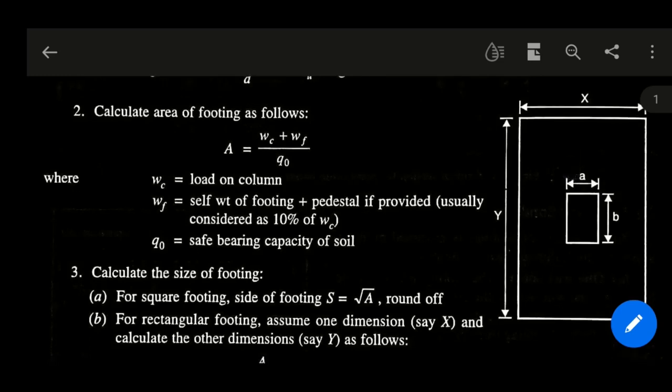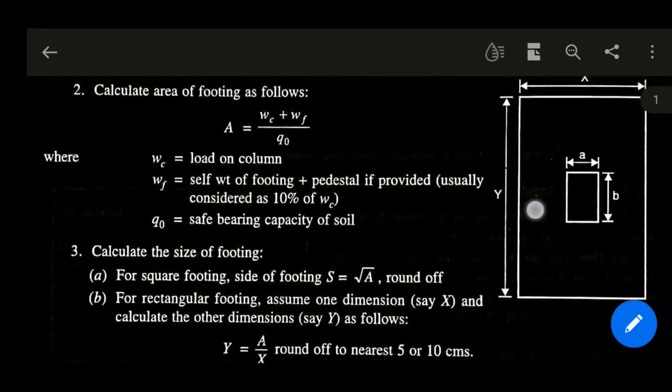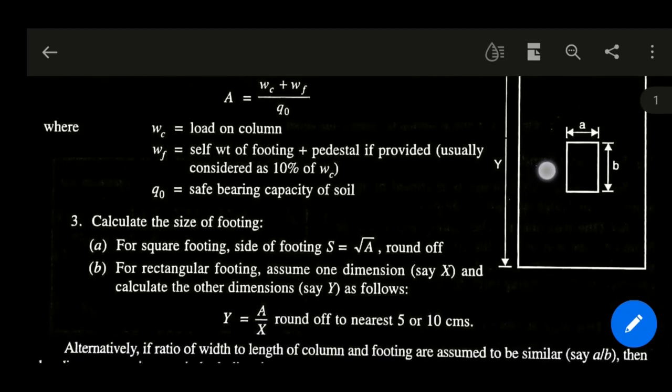I would like to draw your attention to the right side of your screen. Here is a rectangular footing. X is the shorter distance and Y is the longer distance, and in the middle is the base of the column. A is the shorter dimension and B is the longer dimension of the column. So in step number 3, we have to calculate the size of footing.